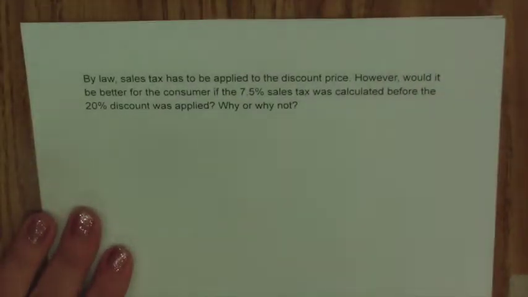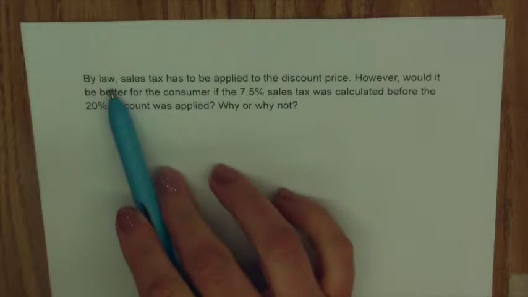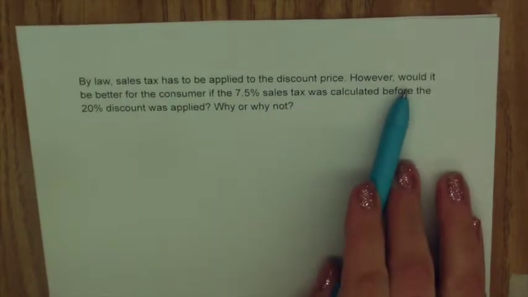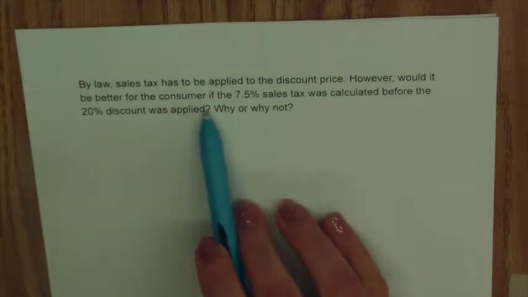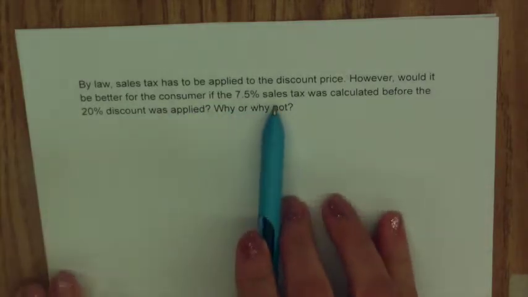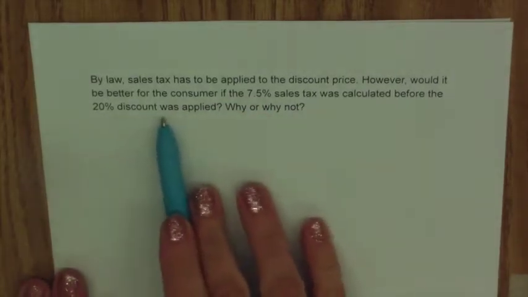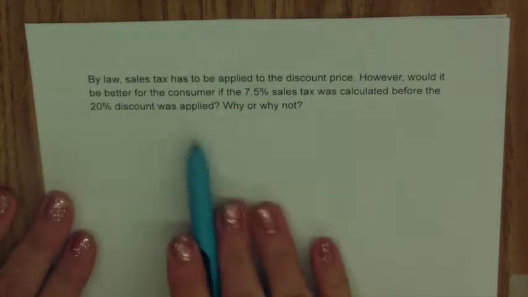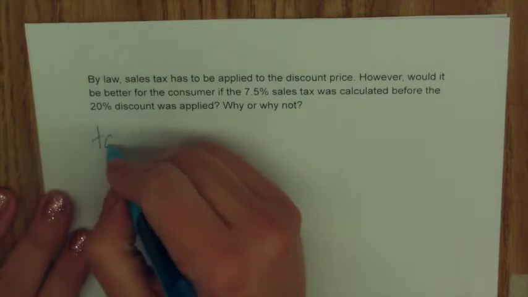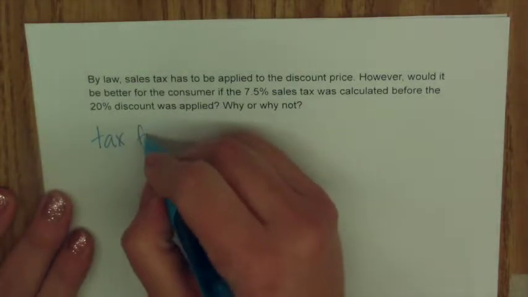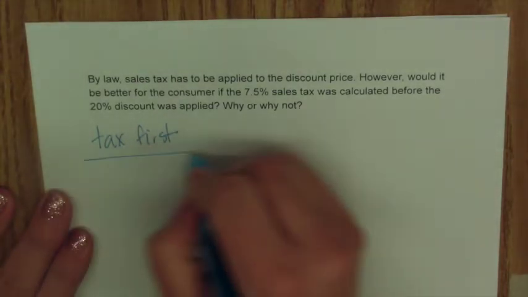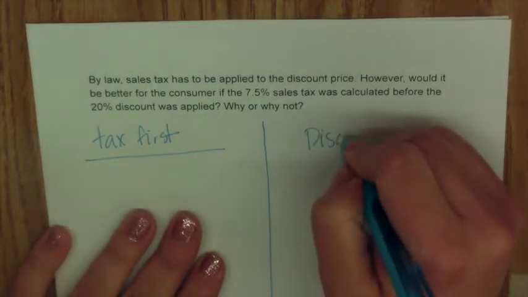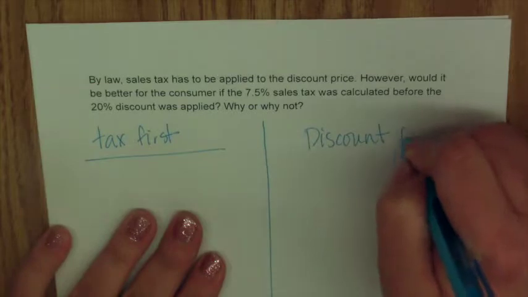Our next question on here says, by law, sales tax has to be applied to the discount price. However, would it be better for the consumer if the 7.5% sales tax was calculated before the 20% discount was applied? Why or why not? So we're going to work this two ways. We're going to work this with doing the tax first. I'm going to divide my paper here, and then we're going to do it with the discount first and see if there's a difference.